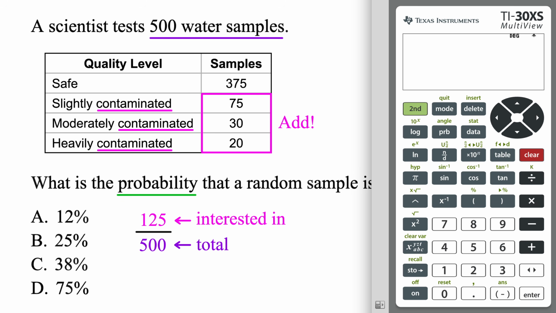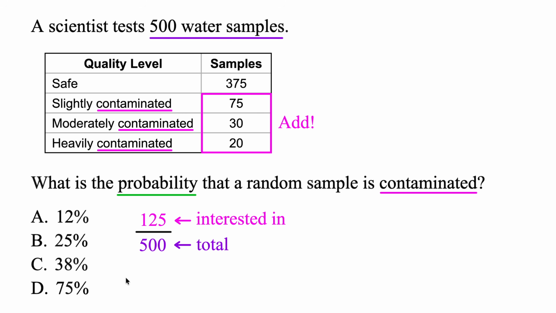So let's go ahead and see that last step here. We want to start with our fraction, that's this n over d button. Then type in the top number, 125. Go to the bottom, use the down arrow, put the total, 500, and enter. Then use the button above enter to convert it to a decimal. Think of it as money. This is 25 cents, same thing as 25%.